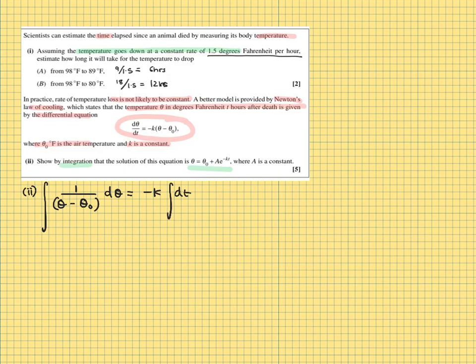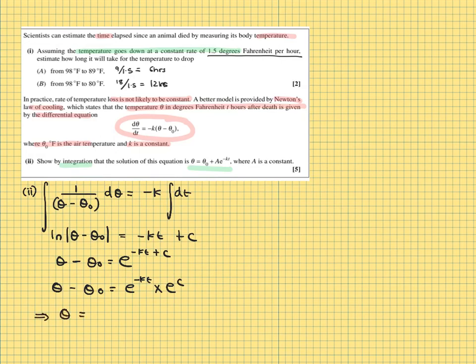The left hand side will give me a ln result, so ln of mod theta minus theta 0 equals negative kt plus c. And then I'm going to take e to the power of both sides, so theta minus theta 0 equals e to the negative kt plus c. We've been here before. Let's split up the right hand side like that, and then we can simply say that theta equals theta 0 plus a e to the negative kt, where we have allowed e to the c to equal a different constant a. Well, the same constant given a different letter a.